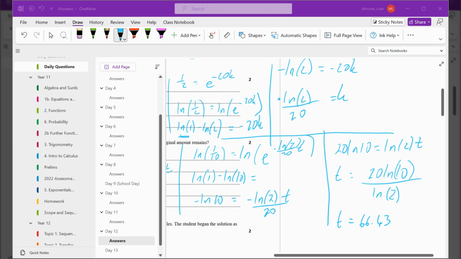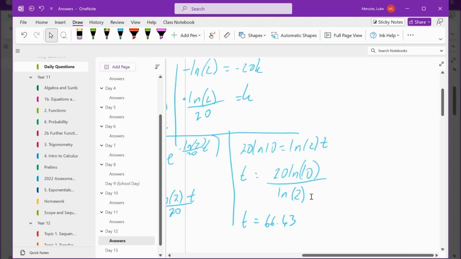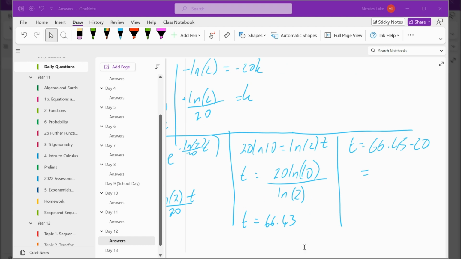All right, but if we answer the question, it's asking for how many more years, not how many years to get there. So you've got to remember from the first part of the question, we're already at 20 years. So we have to take off 20. So 66.43 minus 20 is going to give us 46.43.